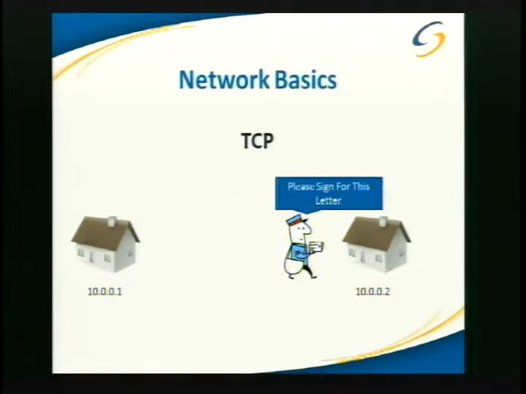Now, it's reliable. So it would be like having the mail carrier actually go up to the house and require a signature before delivering the envelope. It's going to make sure that this house actually gets the letter. It's not just going to throw the letter on the front door. It's not going to just drop it off. So TCP is reliable. And how does that look in the actual computer, like how the computer actually works?